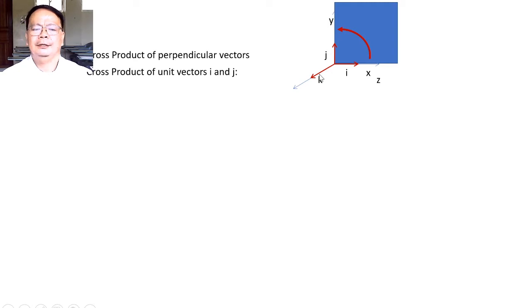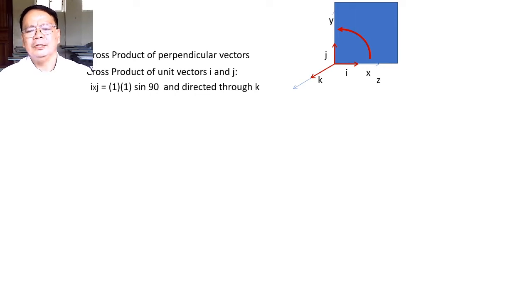unit vector k. As such, if we take the cross product of i cross j, then it will be equal to 1 times sine of 90, because they are perpendicular, and the direction of that cross product is directed towards the positive z-axis, herein directed through k. Hence, i cross j shall be equal to 1 times sine of 90 and directed through k. If sine of 90 is substituted with its value, then i cross j will be equal to 1 times 1 times k, or simply this will be equal to k.